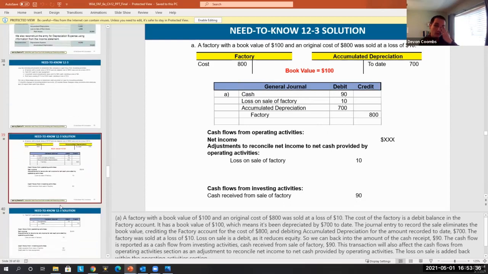So on the homework, you might get a question like this, or on the final, I might have a question like, how would this loss be presented? I'm not going to ask you to create a statement of cash flows. That's going to be your intermediate class, your next financial accounting class. But I'm going to ask you, how is this loss classified?